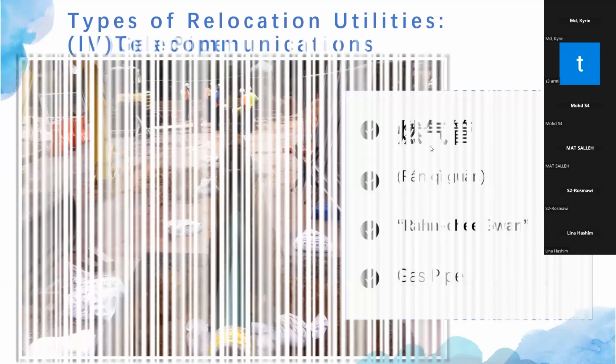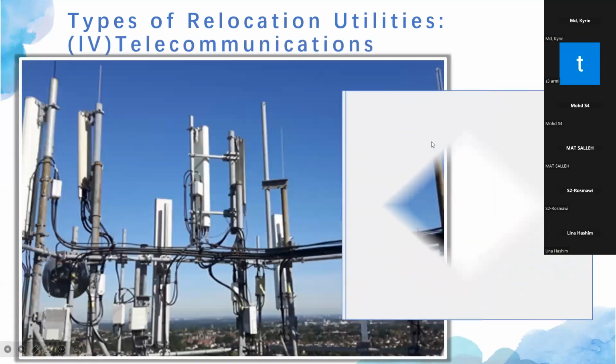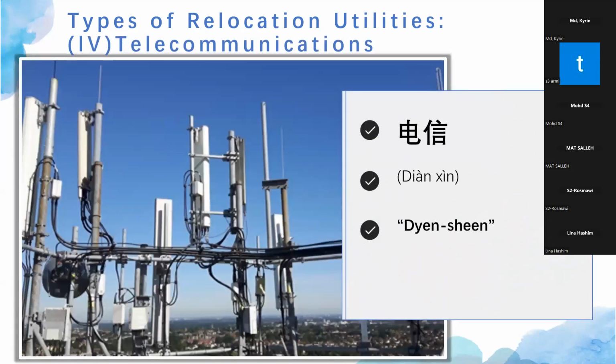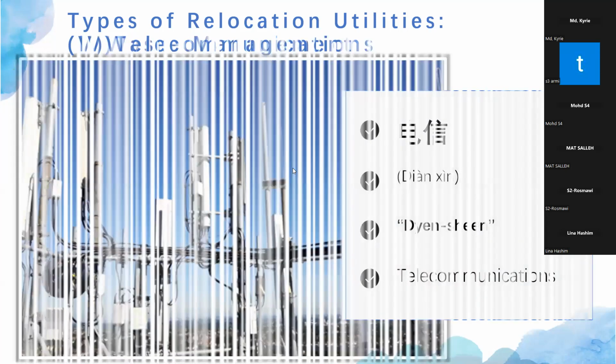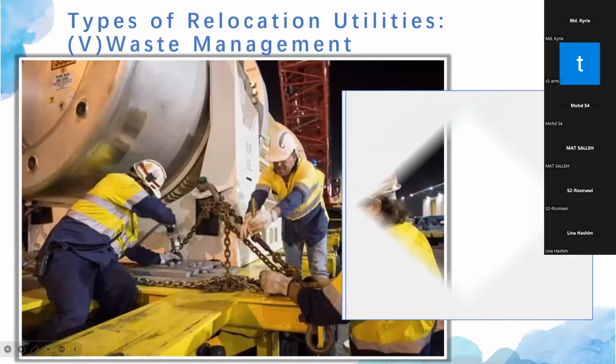The fourth type is telecommunications, like Maxis, Unifi, and so on. Telecommunications is called 电信. So the relocation of telecommunications would be 电信迁移. The last type is waste management.